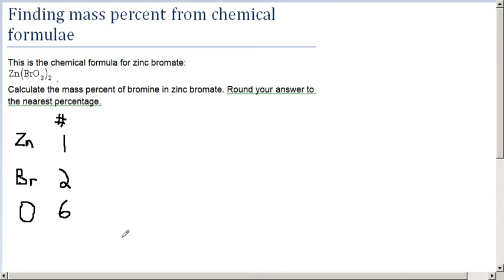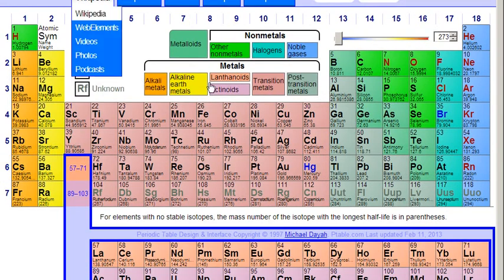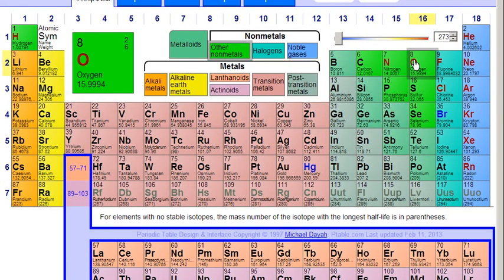Now what I have to do is look up the atomic masses for each of these. So if I go to the periodic table, I look at oxygen, I find that it's 15.9994 or whatever. That's its atomic mass, its average weight, given all the isotopes that are abundant in the Earth's crust. And for bromine, I'm going to find the same kind of number, the atomic mass for bromine, which is 79.904. And for zinc, here's zinc, 65.38 grams per mole of zinc.